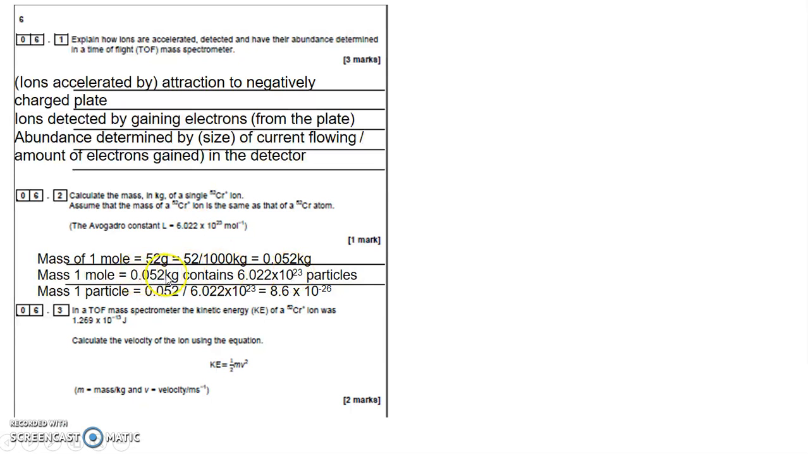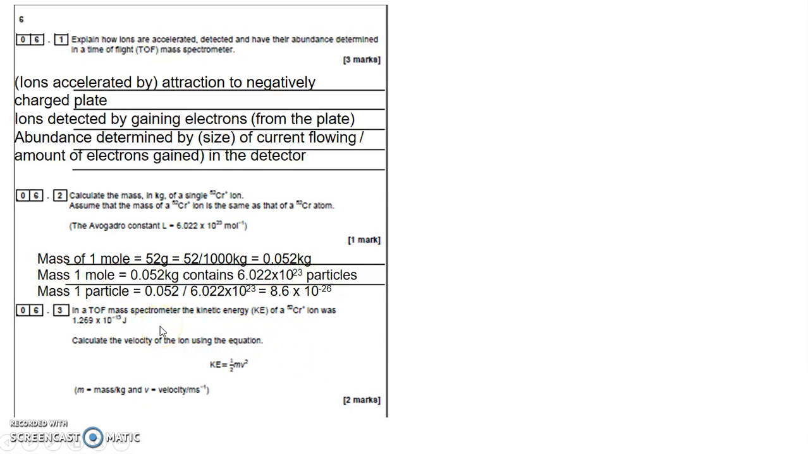So that's the mass of 1 mole, and 1 mole contains that number of particles. If I divide 0.052 kilograms by 6.022 times 10 to the power of 23, I find the mass of one particle in kilograms, 8.6 times 10 to the minus 26.